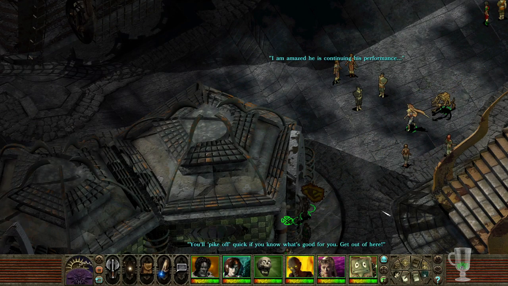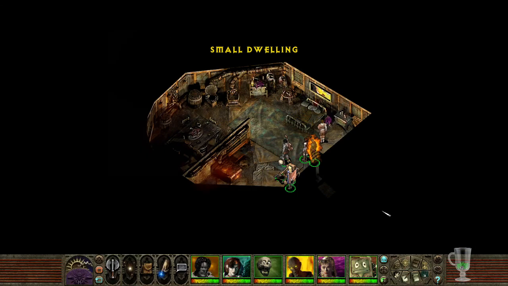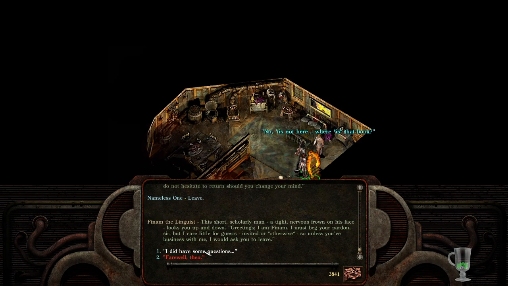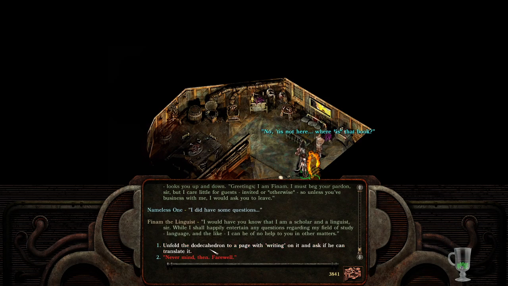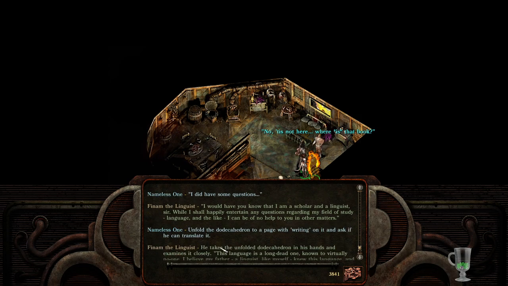No more PMs. Hello, linguist. I did have some questions. Unfold the dodecahedron to the page with writing on it and ask if you can translate it.